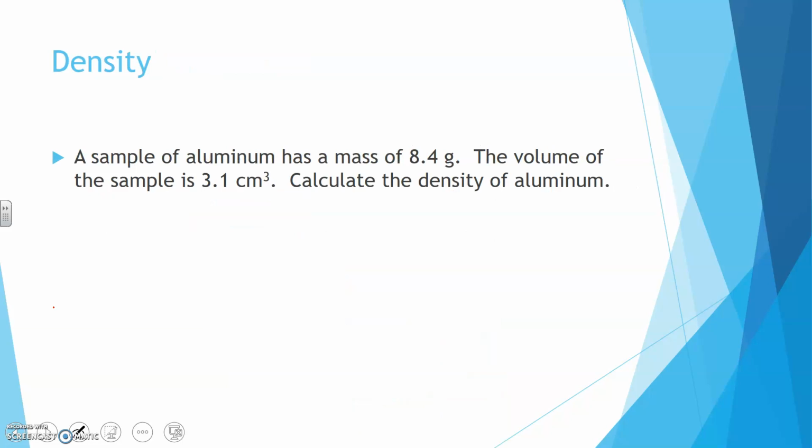Finally, we're going to look at another sample problem. We have a sample of aluminum with a mass of 8.4 grams. The volume of the sample has already been calculated, and it's 3.1 centimeters cubed. Calculate the density of the aluminum. Our density formula is density equals mass divided by volume. Our mass is 8.4 grams and our volume is 3.1 centimeters cubed, so we can plug our values in.